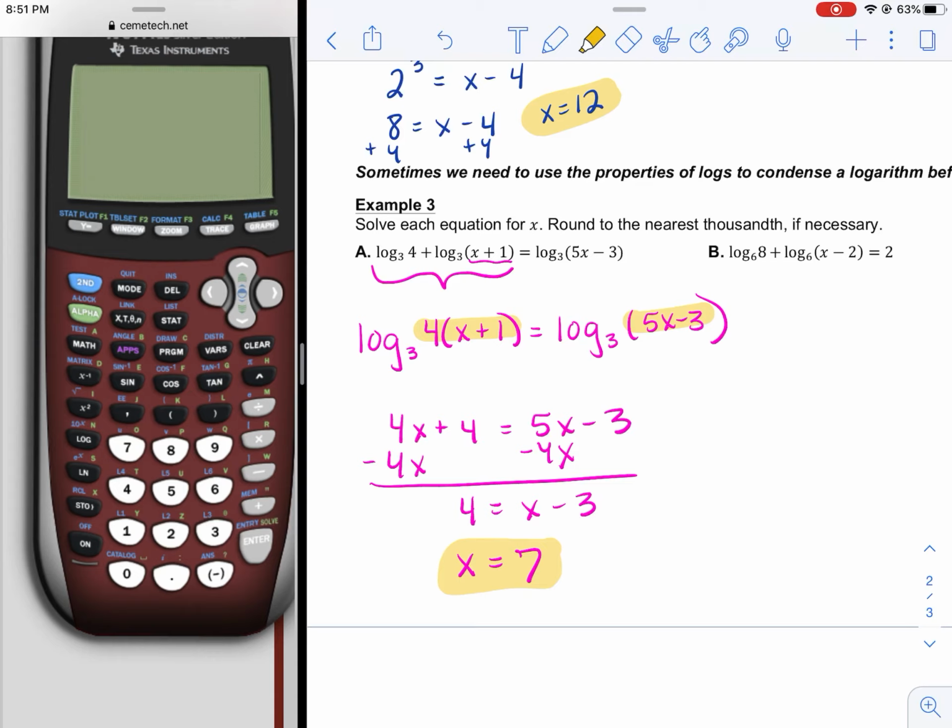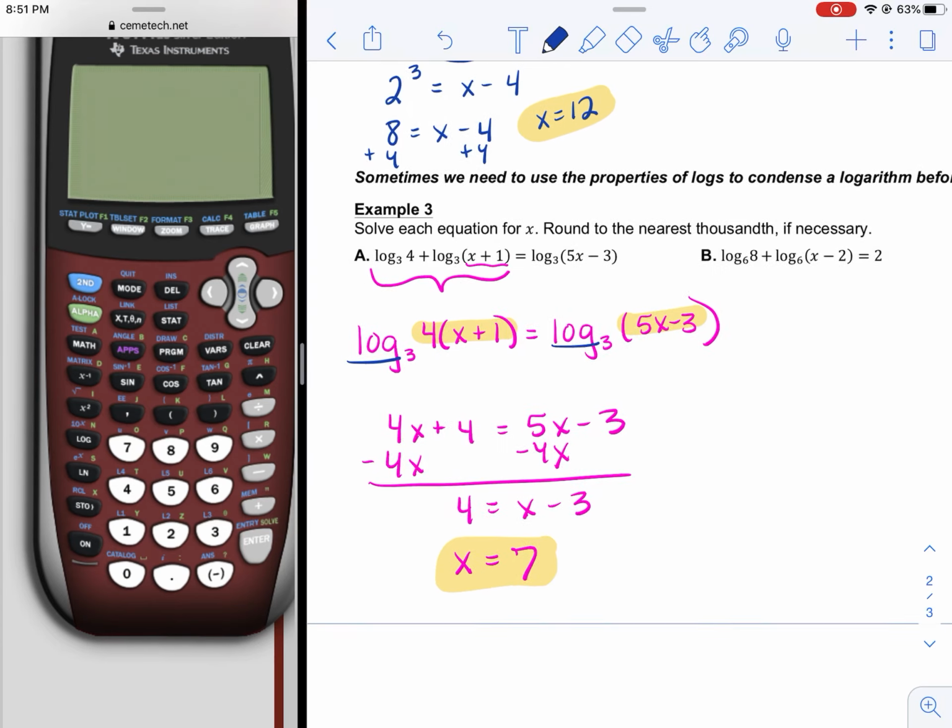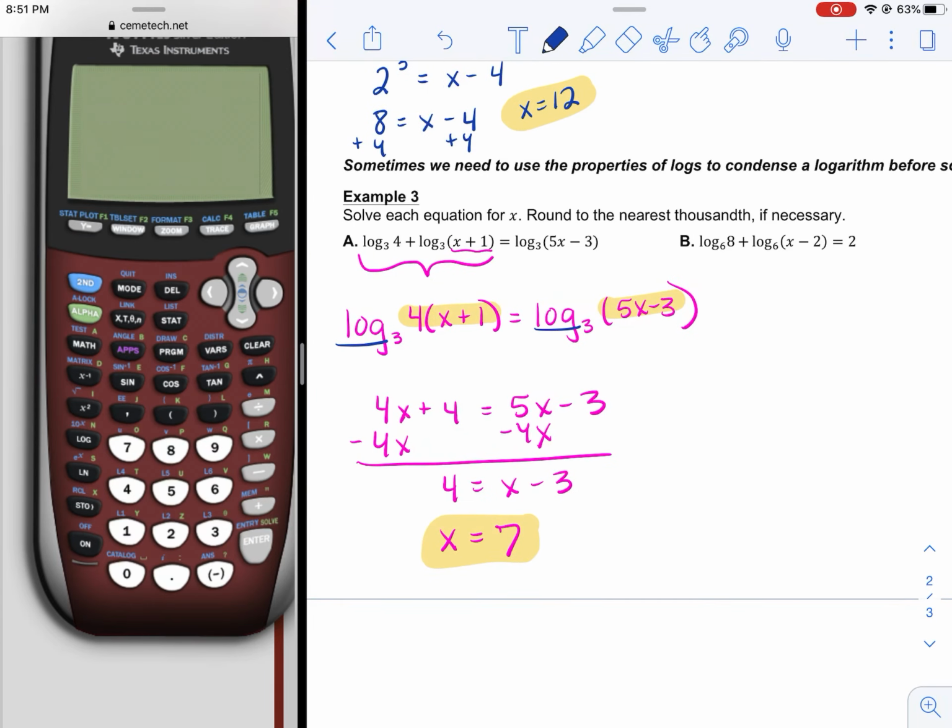Okay, again, the key here is that I had the word log written on both sides. Okay, and so therefore, let me kind of color code this a little bit. Therefore, all I had to do is set my arguments equal to each other. Now, notice the very distinct difference between A and B. In part B, we have the log written twice on the left, and we don't have a log on the right. Okay, so we're going to condense the left side using multiplication.